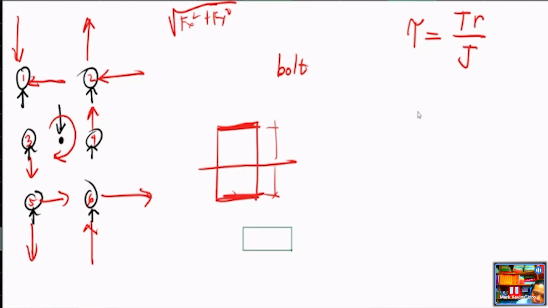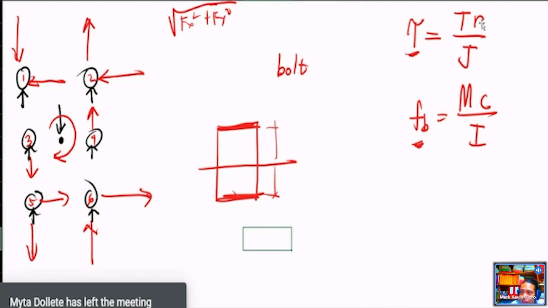Then the stress due to bending is equal to MC over I. Do you see the similarity? Shear stress, bending stress. Torque is also a moment. R is the distance from the point where you are getting the stress to the centroid.